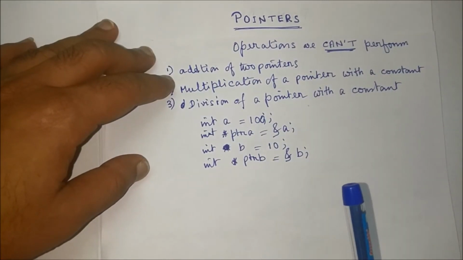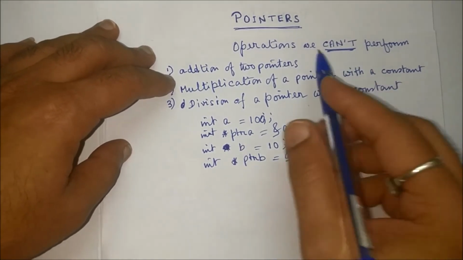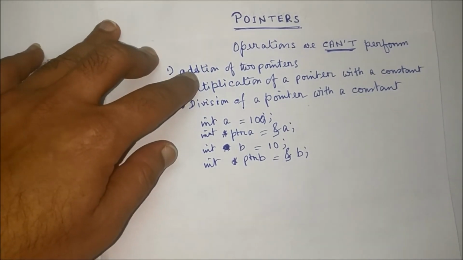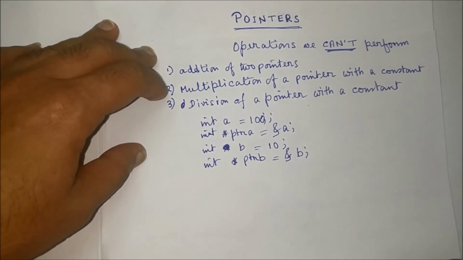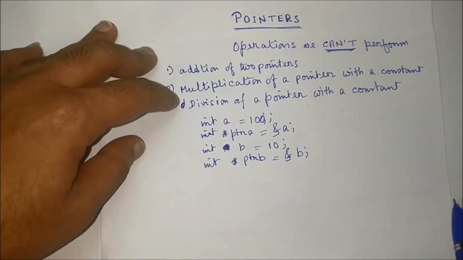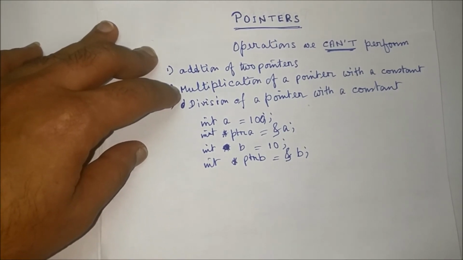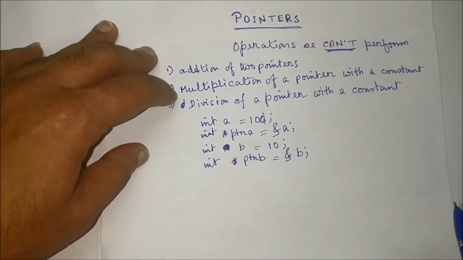Now we'll discuss the operations that we can't perform on pointer variables. First is addition of two pointers. Two pointer variables cannot be added. We have seen that subtraction of two pointer variables of similar data types is allowed, but the addition of two pointers is not allowed. Second, multiplication of a pointer with a constant: when you are multiplying a pointer with a constant value, whether 3, 4, 7, 8, whatever constant value you can imagine, you cannot perform multiplication on a pointer.